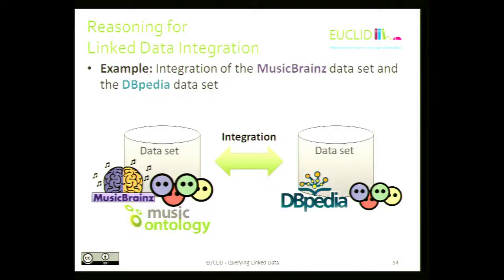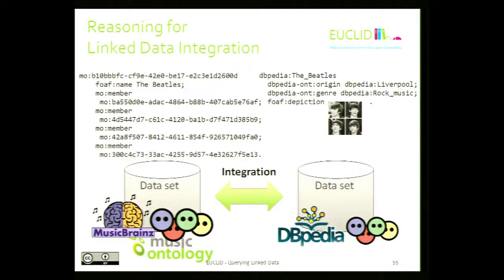The example that we've already been implicitly using, and that we'll use more in the exercises, is saying we have a big data set, which is MusicBrainz encoded in the Music Ontology. We have another data set, DBpedia, scraped from Wikipedia. And there's an integration between them that's quite seamless when you allow reasoning behind your endpoint.